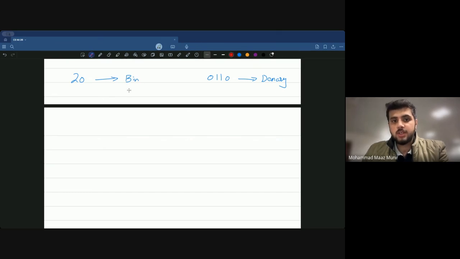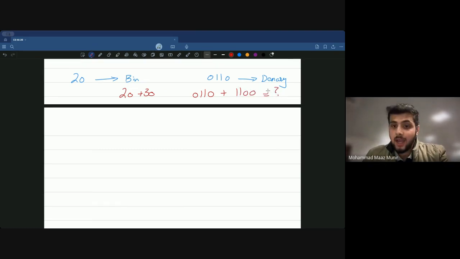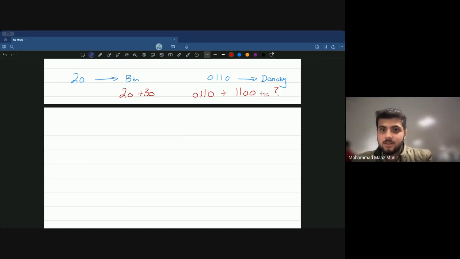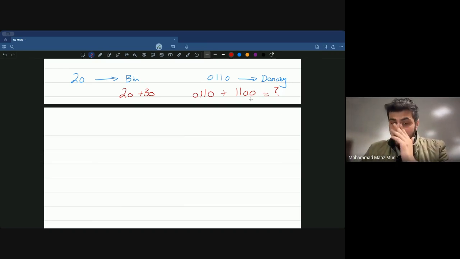What if I give you a question, 20 plus 30, but not in terms of denary, in terms of binary? If I ask you to add 0110 plus 1100, what will be the final answer? There is a proper procedure to this, and we're going to be following that. We're basically adding two binary values, so we're going to be studying addition of binary values.